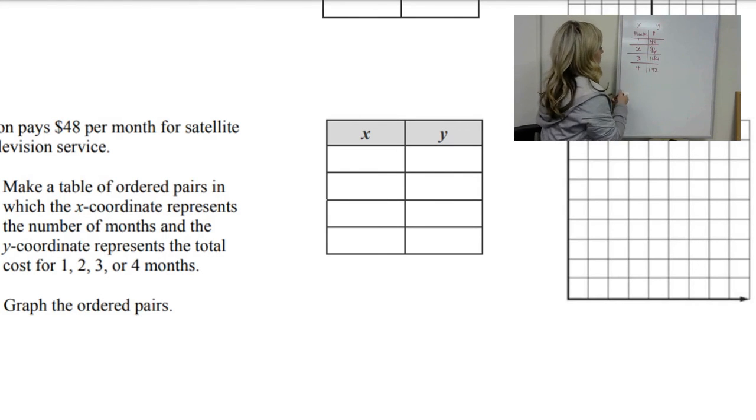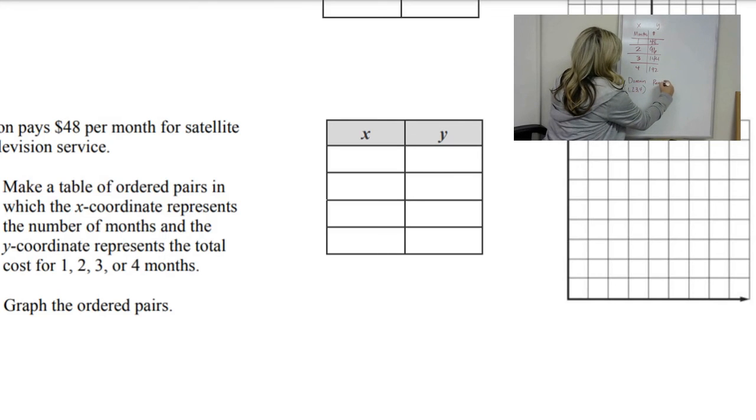So if we were going to put this in order, this is really simple. Our domain would be 1, 2, 3, 4. And our range for this data would be 48, 96, 144, and 192.